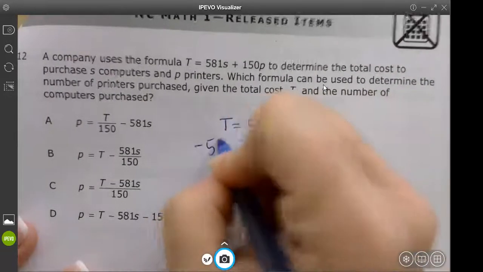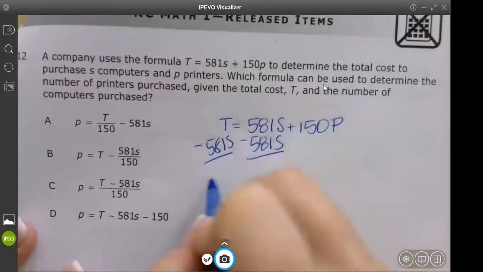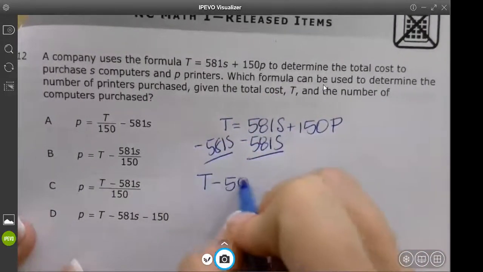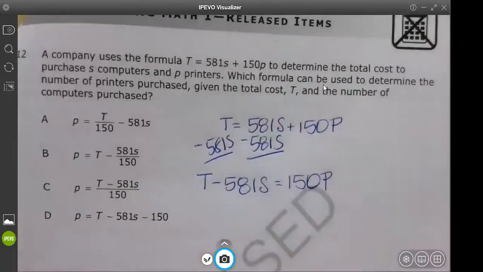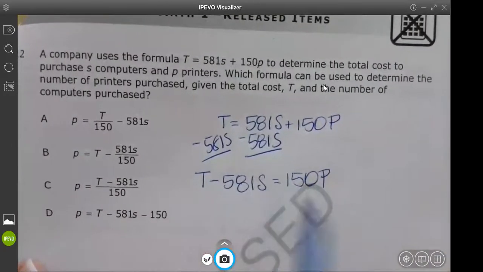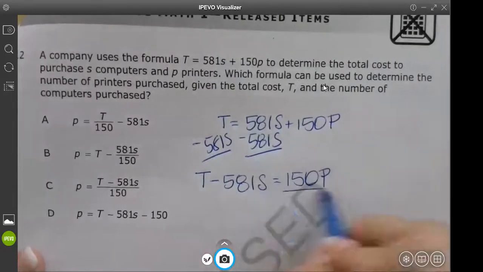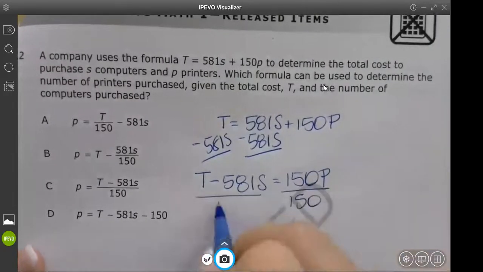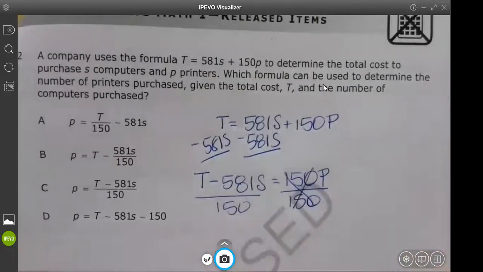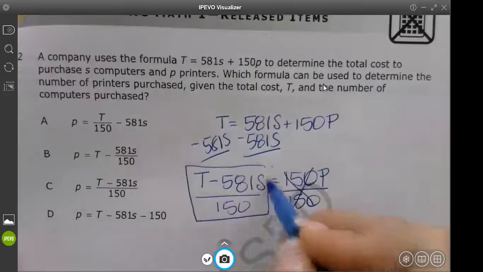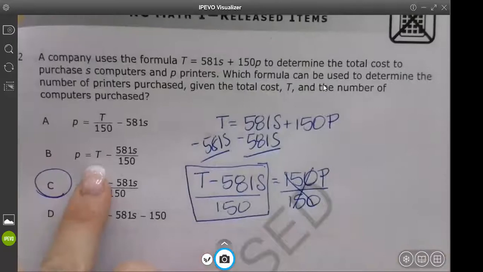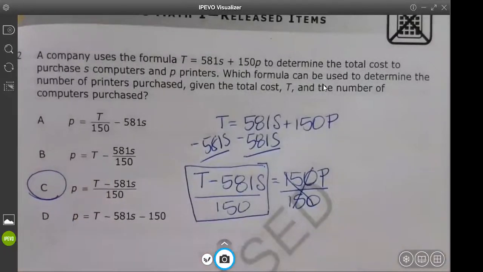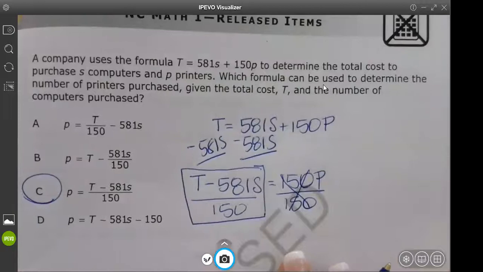What I do to one side, I do to the other. So I get T minus 581S equals 150P. And then I want P by itself. So how do I get rid of the 150? Divide it. Y'all, that's it. If you'll ask yourself those questions, you'll get the answer. So here it is: T minus 581S over 150. Watch out for B. That 150 has to go over both of them. Okay, 150 has to go over both. So there's number 12.